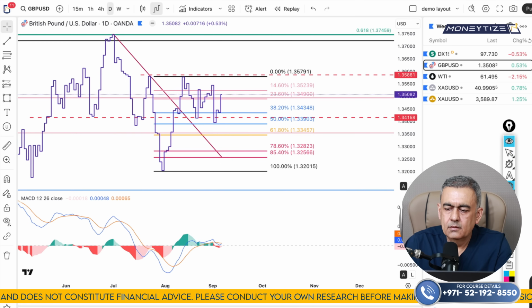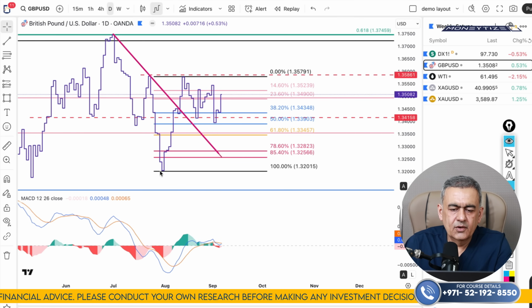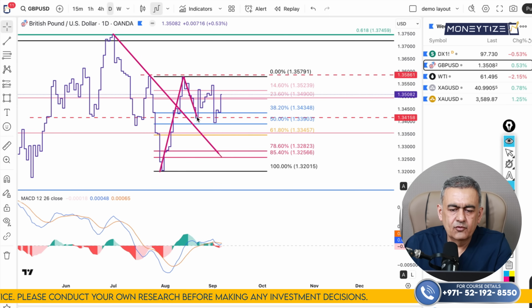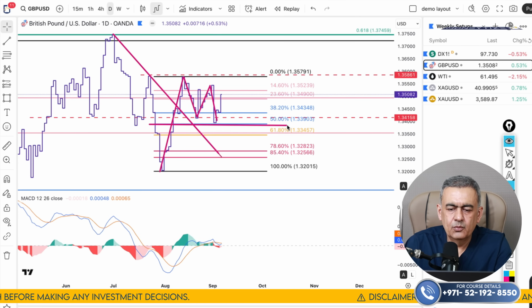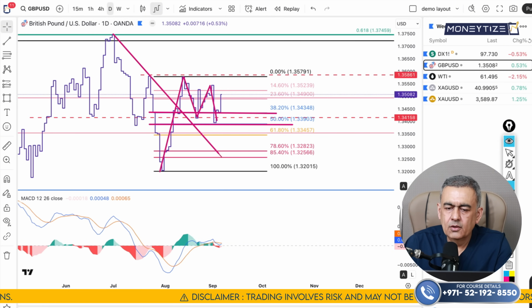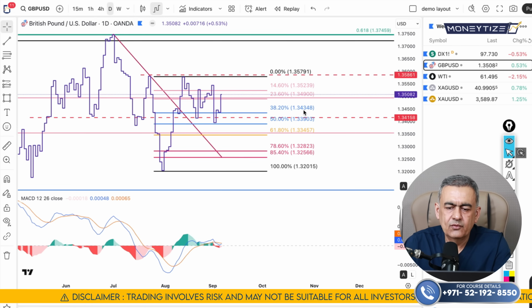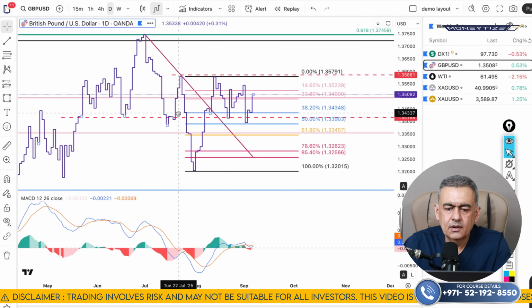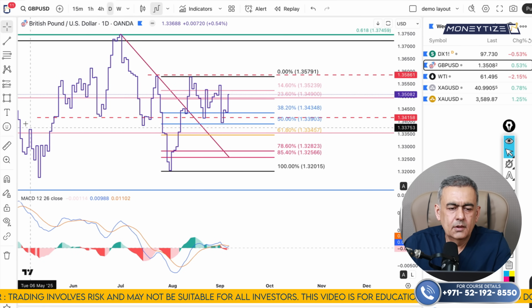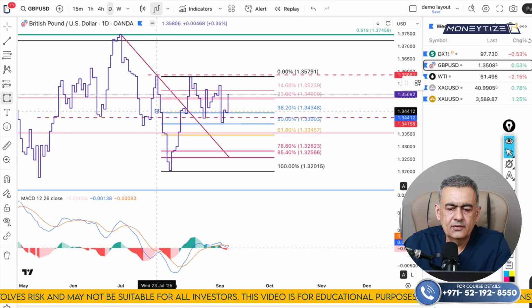So after breaking the falling trend line, so this is the falling trend line I'm talking about. After breaking the trend line, we got the perfect retest, and we have applied retracement here, and retracement happened precisely to 50%, and now it has made support on 38.2. So unless pound dollar remains higher than 1.3434, so this is Fib retracement 38.2. I need to highlight this zone as support area.